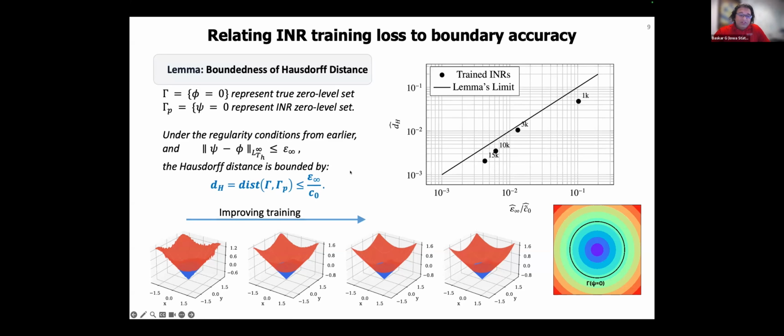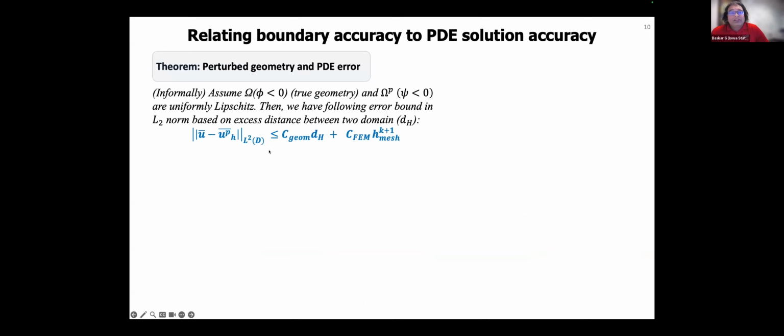Now, I want to pause here for just a second, and in the next four or five minutes I want to make this point. So I'm given an INR, and I'm training this INR to some accuracy. With this lemma, I'm able to connect that with how well I'm representing my shape. Now, if I know what DH is here, if I represent this shape error, then we were able to show how the shape error propagates into my solution if I'm using a finite element based approach. So that's the theorem here.